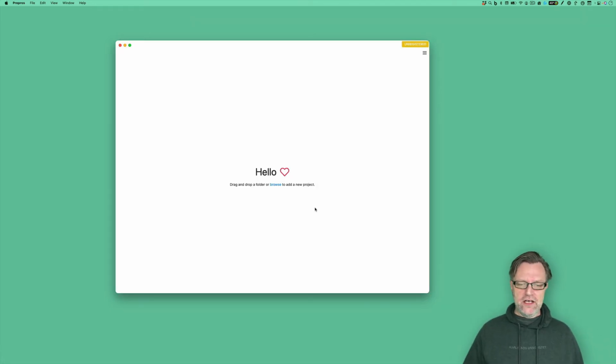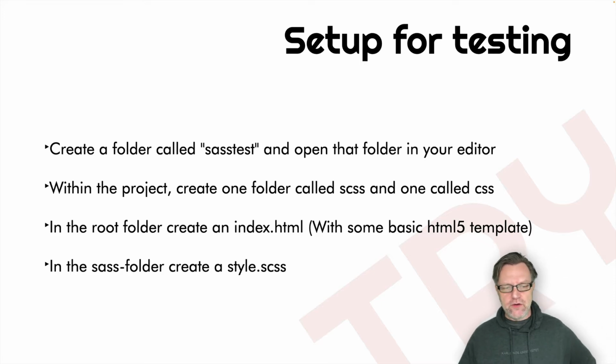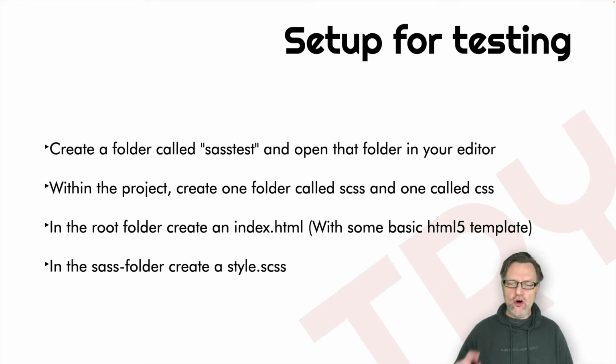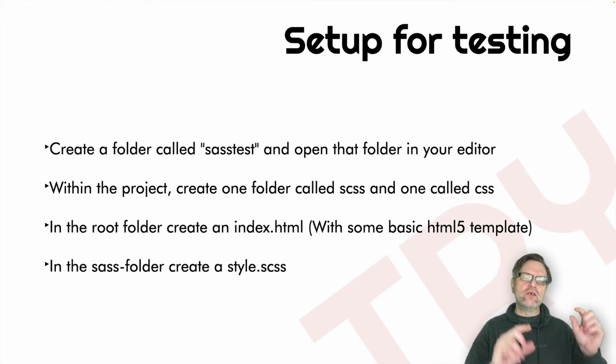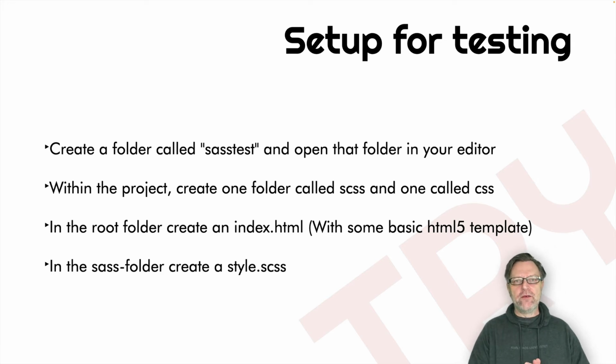But let's leave it like this at the moment, and let's create some files so we can have something to work with. And to do that, what I would like you to do is the following. Create a folder, and in my case, I'm going to name it Sass test. You can name it whatever, but you should open that folder in your editor of choice. So if you're using Visual Studio Code, for example, then do open the folder and not the files later on.